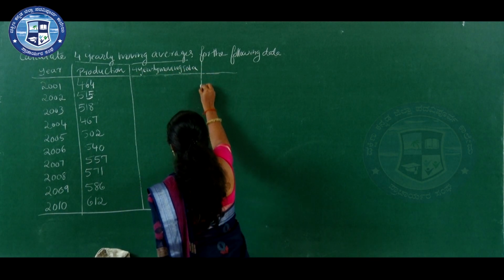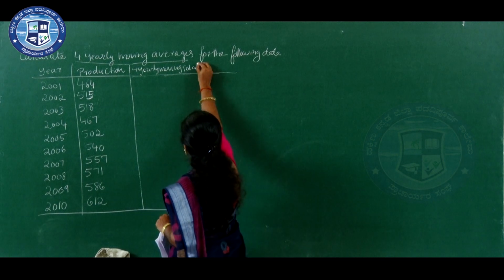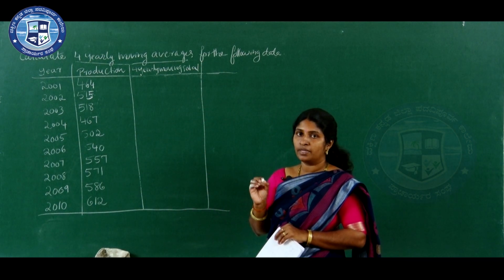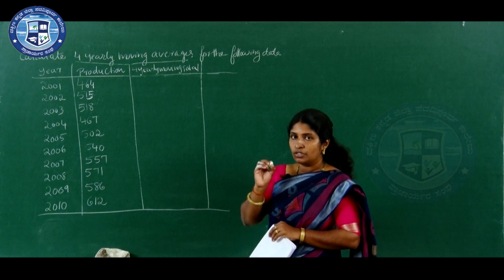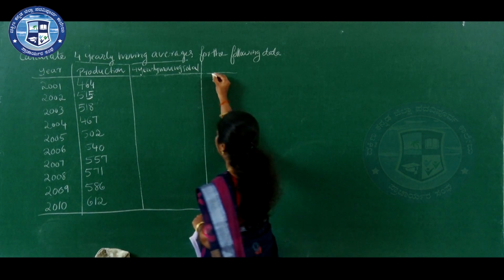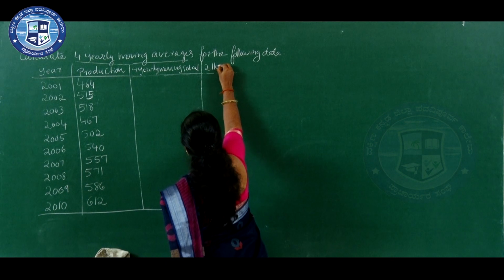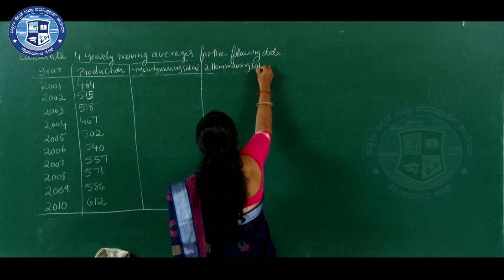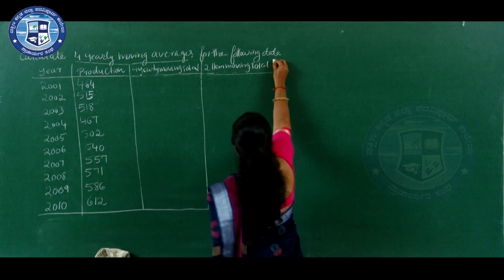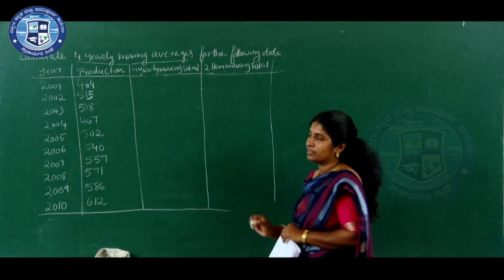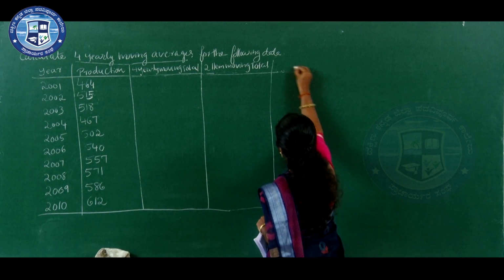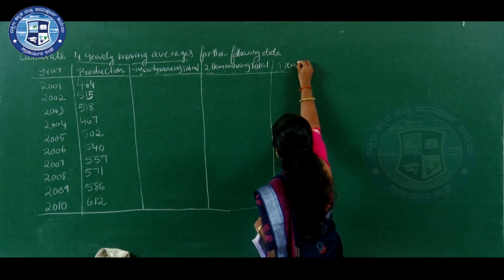And what is the next column? Next is the 2-item moving total. Next you have to find the 2-item moving total. And last you have to obtain the trend values.